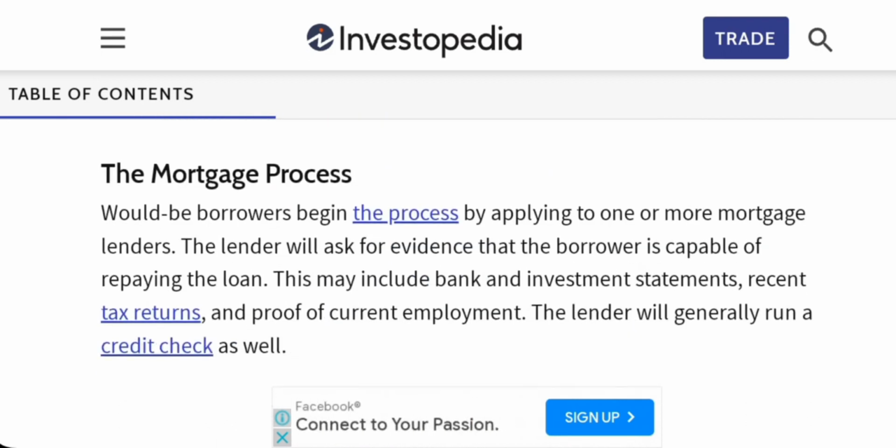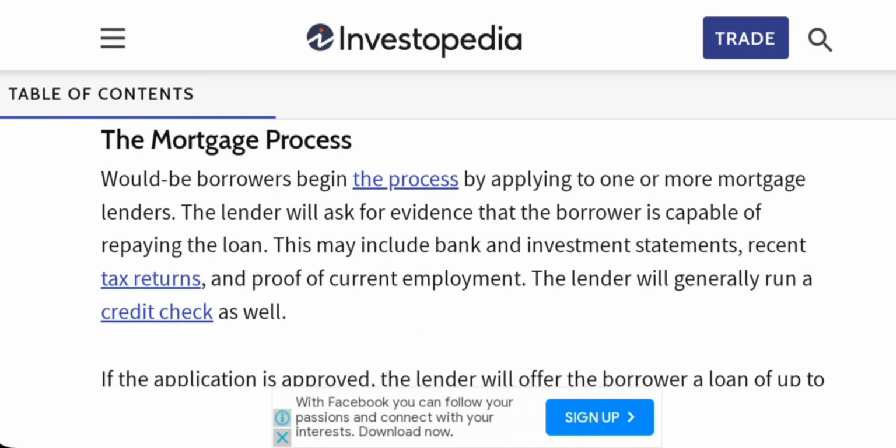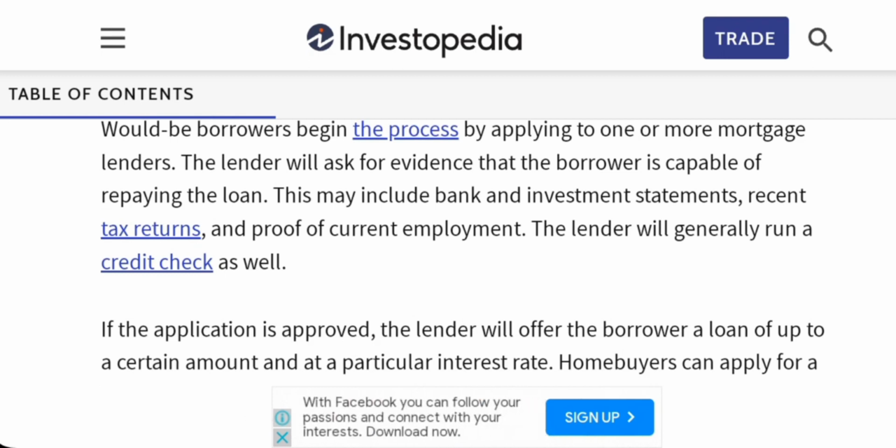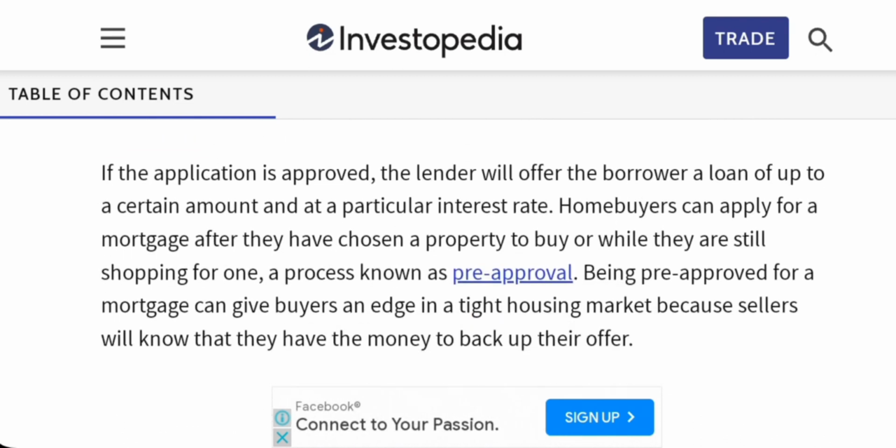The mortgage process: borrowers begin the process by applying to one or more mortgage lenders. The lender will ask for evidence that the borrower is capable of repaying the loan. This may include bank and investment statements, recent tax returns, and proof of current employment. The lender will generally run a credit check as well. If the application is approved, the lender will offer the borrower a loan of up to a certain amount and at a particular interest rate.